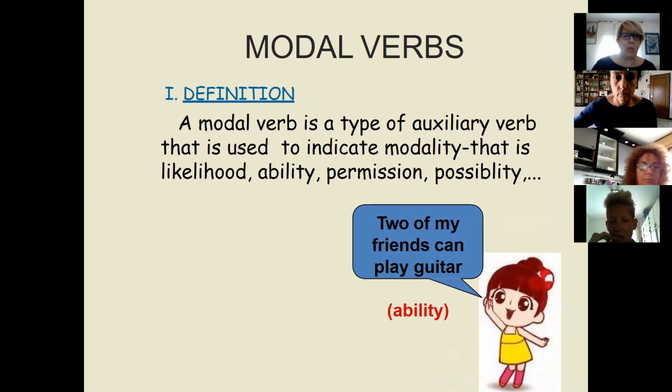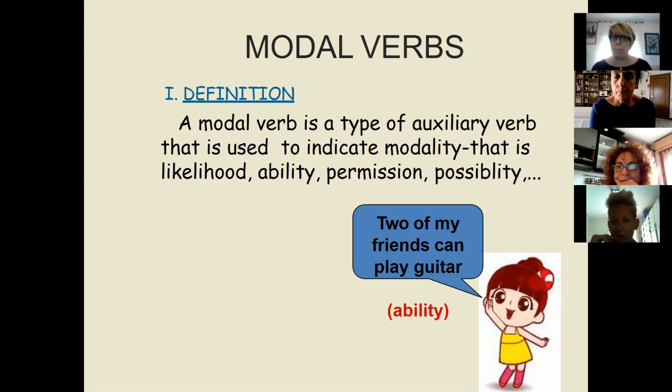Okay, Antonella, read the definition of modal verbs. A modal verb is a type of auxiliary verb that is used to indicate modality, that is likelihood, ability, permission, possibility. Two of my friends can play guitar.